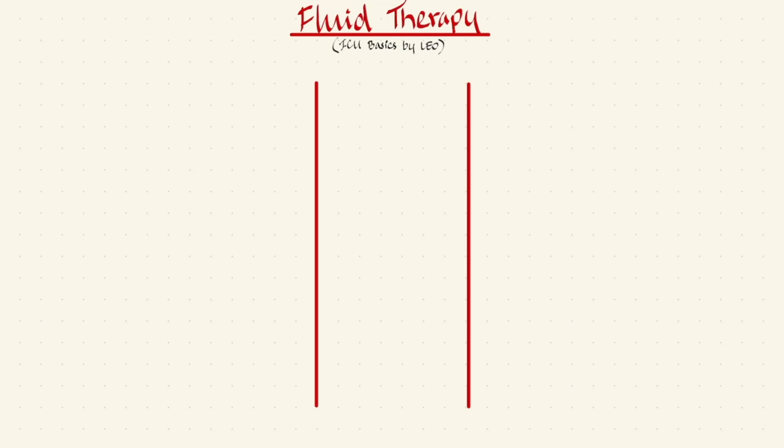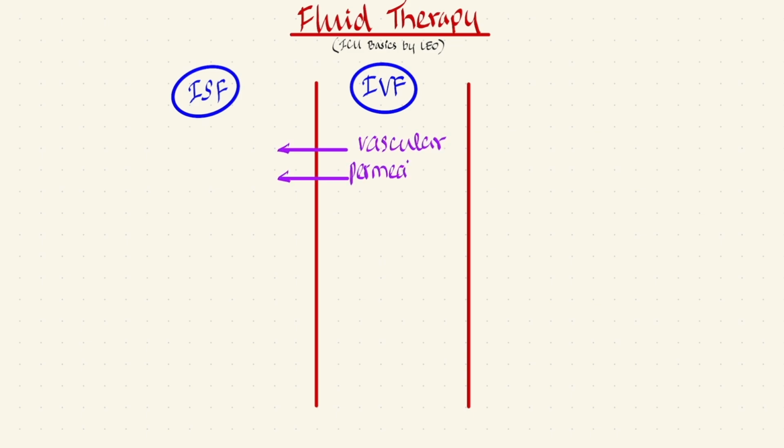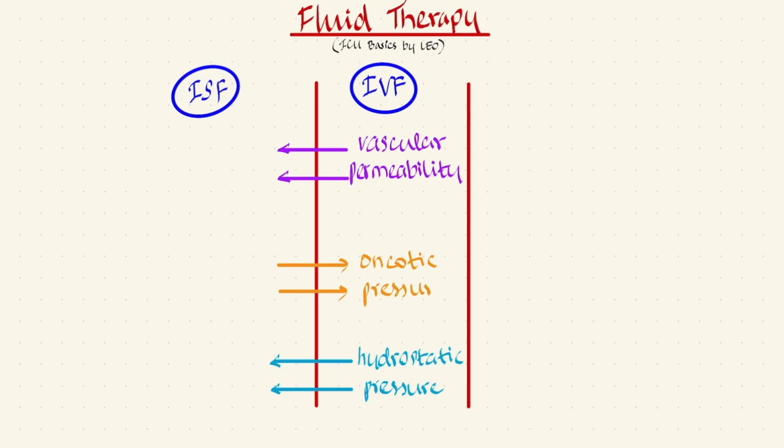Physiologically, there are two factors pushing fluid out of the vessels into interstitial tissues, which are vascular permeability and hydrostatic pressure. Plasma oncotic pressure is the ability of plasma proteins to bind and retain water in the circulation. 75% of the oncotic pressure effect is due to albumin. The rest is due to hemoglobin and globulins.